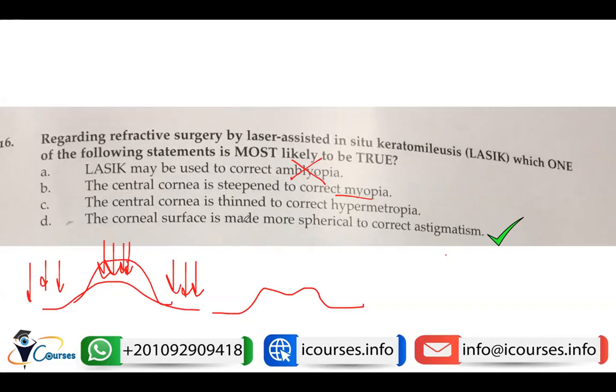The corneal surface is made more spherical to correct the astigmatism. This is correct. So the astigmatic eye or the astigmatic cornea is not spherical, but we are trying to ablate the steep meridian in case of astigmatic cornea in order to try to render it more like the emmetropic eye or emmetropic cornea, making it more spherical rather than oblique.